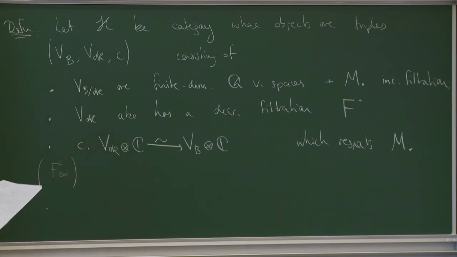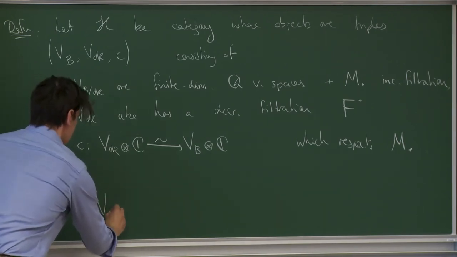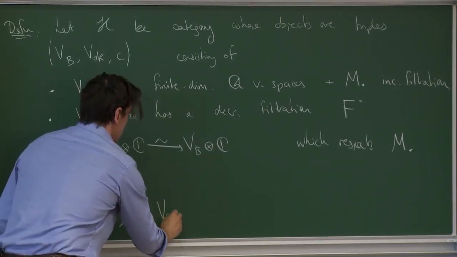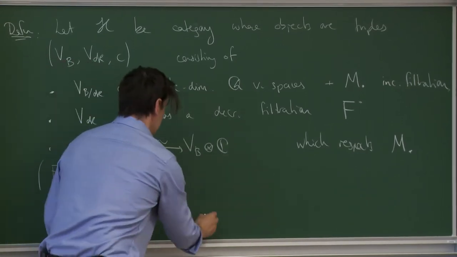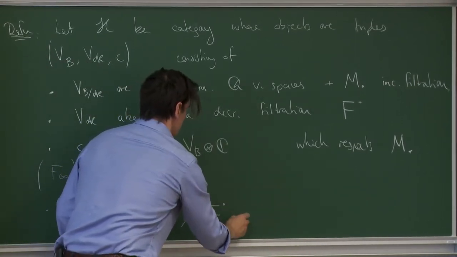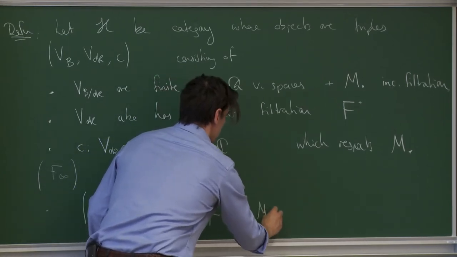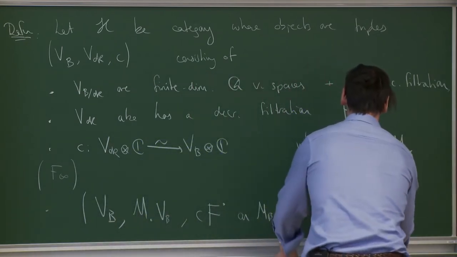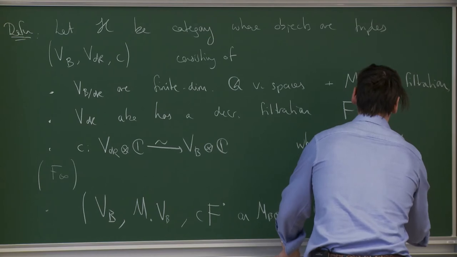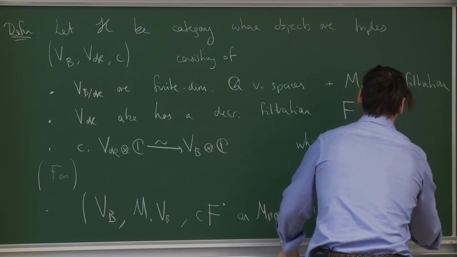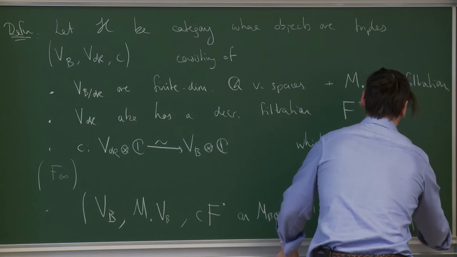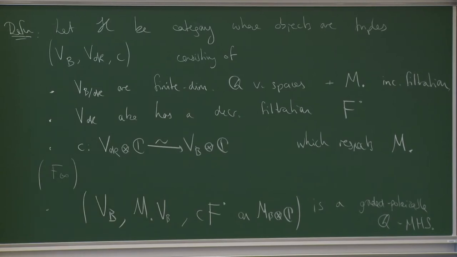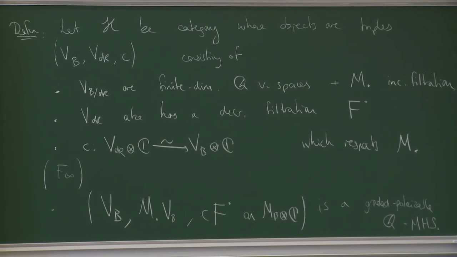And then the key condition is that the vector space V_B, equipped with the filtration M and equipped with the filtration F on its complexification, is a graded polarizable Q mixed Hodge structure, whose definition I won't give. It's very well known. And it's just some linear algebra conditions on the filtrations.